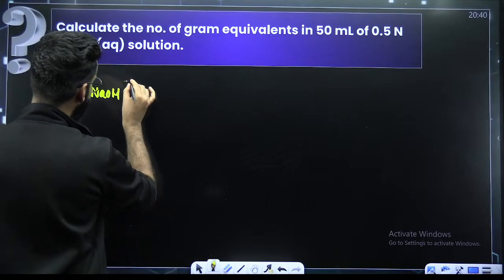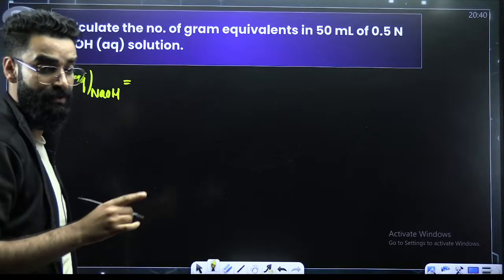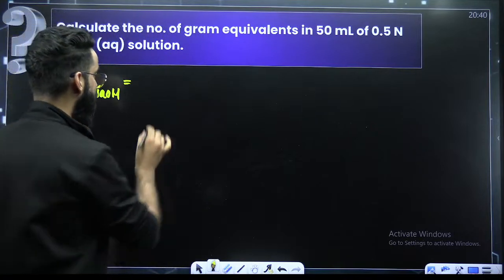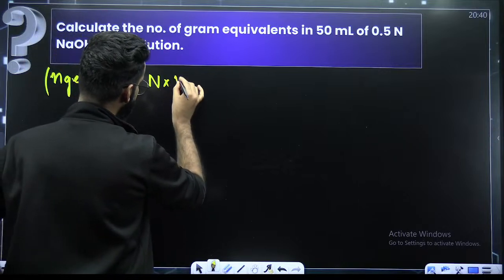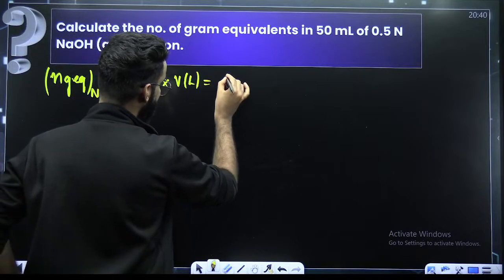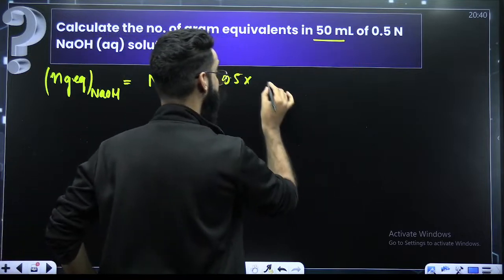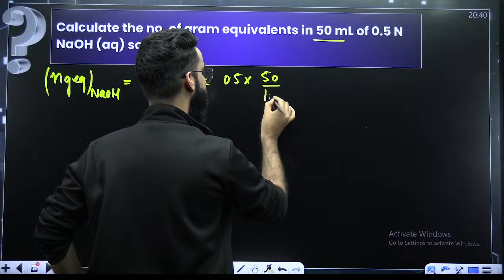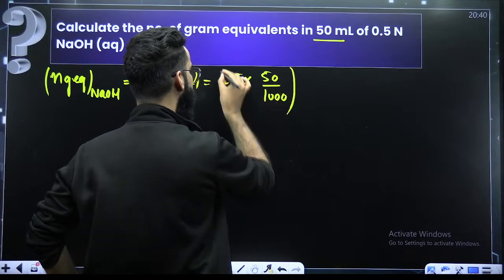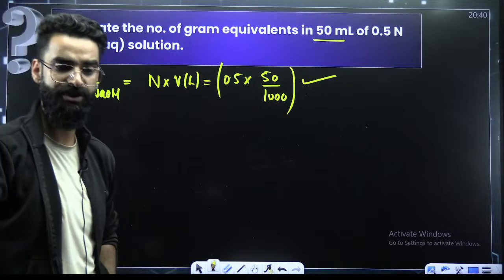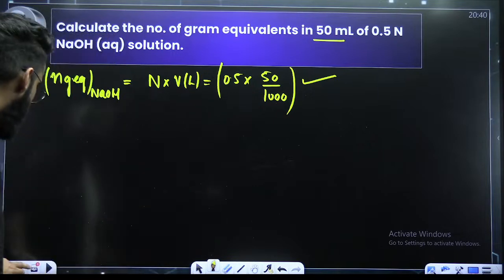Now, how do we calculate the gram equivalents? There are three formulas if you remember: formula based on mass, formula based on moles, formula based on normality. So it is normality multiplied by volume of solution in liters. Normality is 0.5. Volume of solution is given as 50 ml, but I want in liters, so 50 divided by 1000. So this particular term is going to give you the number of gram equivalents of NaOH here. This is something which you know already.